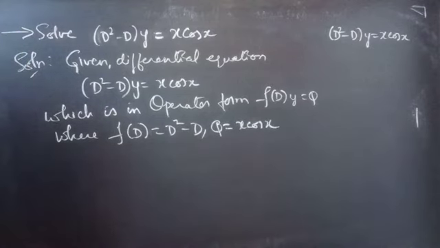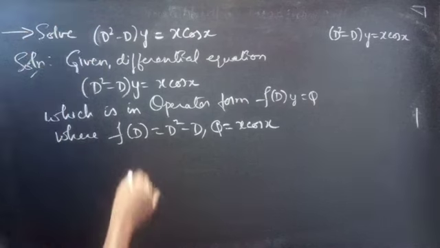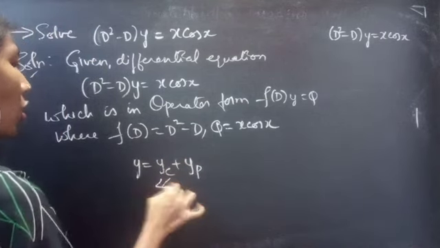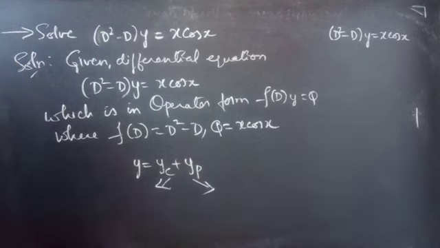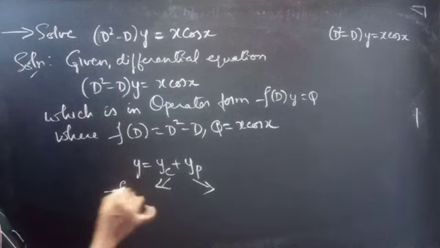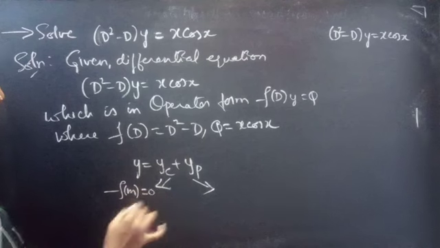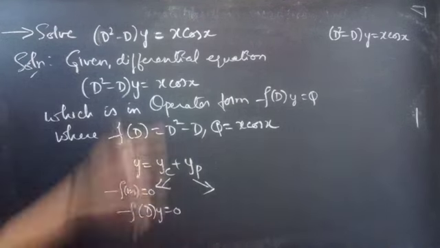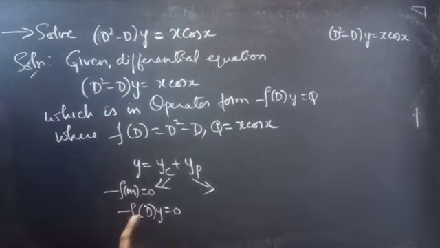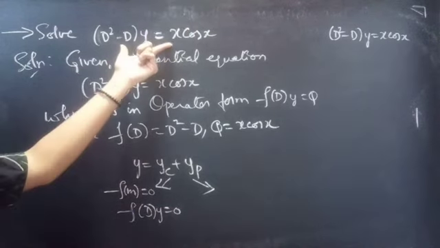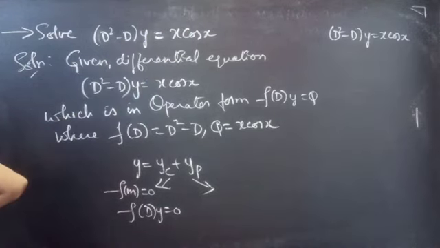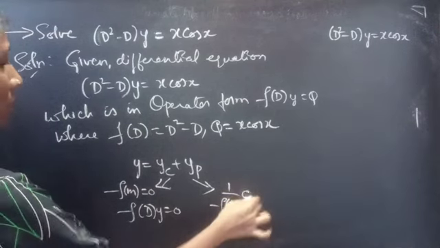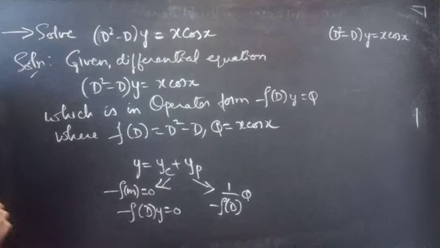Now we need to find the general solution to the given equation, which is given by y = yc + yp. Here yc is the complementary function, yp is the particular integral. We'll find the complementary function using the roots of the auxiliary equation of the homogeneous equation of the given non-homogeneous equation. By putting RHS to 0, we'll get the homogeneous equation, right? And we'll find yp using 1/f(D) into Q. So let's find yc and yp.